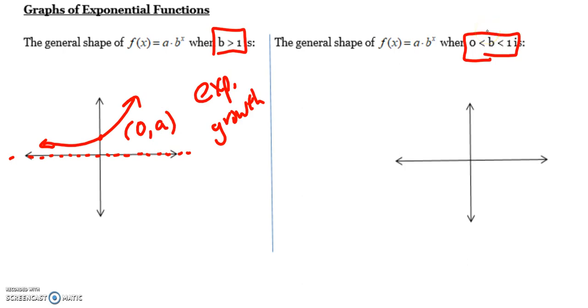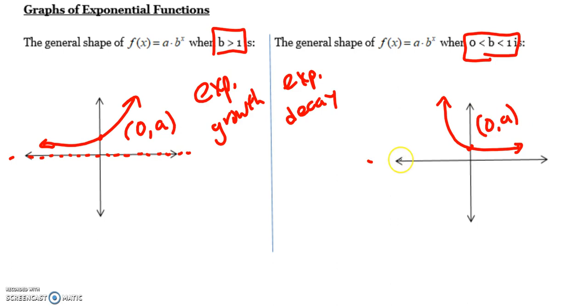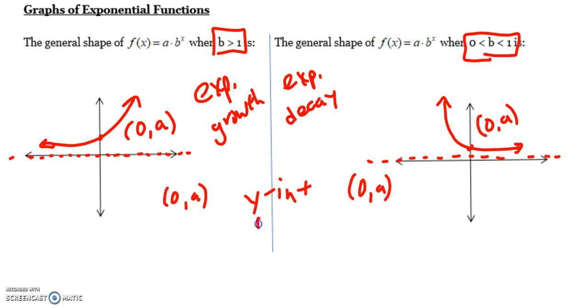So over on the right-hand side, when b is less than 1 and greater than 0, that's what we call exponential decay, so it's decreasing. It still has the same y-intercept of 0, a, still has a horizontal asymptote at y equals 0, okay, but now it's decreasing, where on the left-hand side it's growing. So some characteristics, a couple we've already talked about. On both sides, they have a y-intercept of 0, a. Horizontal asymptote, y equals 0. Those are the same.